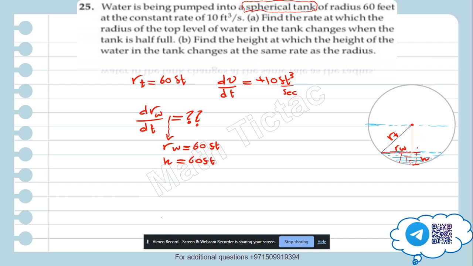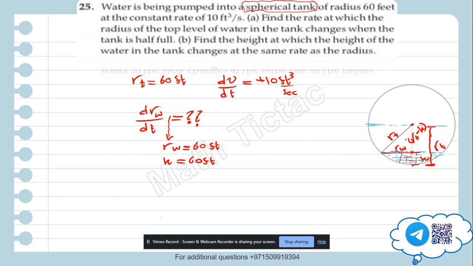What about this side? The distance between this point and this point is equal to the radius of the tank as well, right? Now the distance between this point and this point at a specific time is equal to the radius of the tank minus h at that time. So the distance is the whole radius of the tank minus h, which is the height of the water at that time.